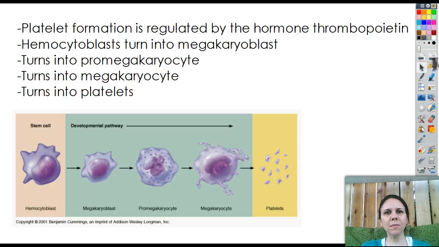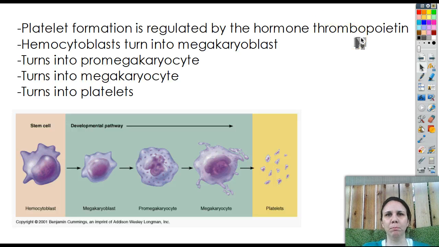All right. How are they formed? The formation of platelets is regulated by the hormone called thrombopoietin. There's that poe part again, meaning formation. Thrombo. So that thrombo part has to do with clots. So a thrombocyte is another word for platelet. And they form a thrombus, which is a blood clot. Okay, so anytime you see thrombo, think blood clot.